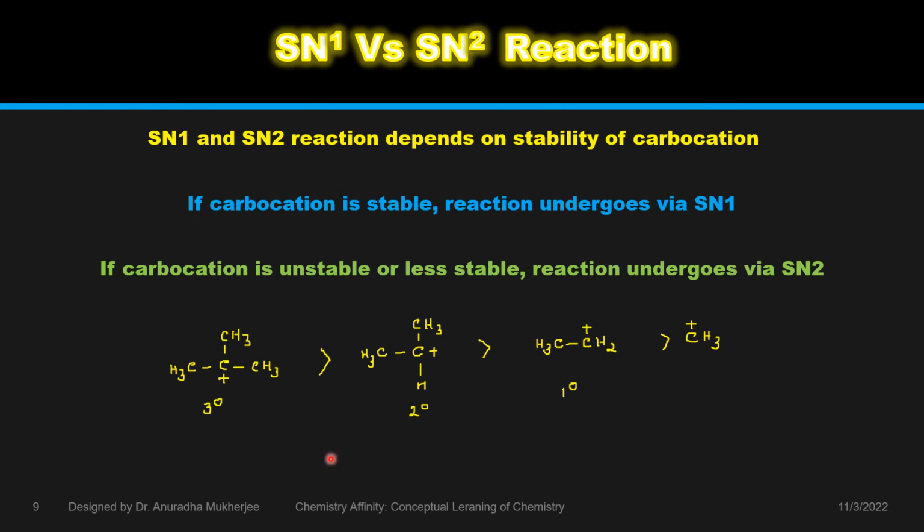Now here we can see there are different types of carbocation. This is a 3 degree carbocation, this one 2 degree, this is 1 degree, this is methyl carbocation. 3 degree carbocation is the most stable carbocation among all these carbocations. So if the substrate forms a 3 degree carbocation, then it will undergo the reaction via SN1. And 2 degree, 1 degree and methyl carbocation undergo reaction via SN2 reaction.